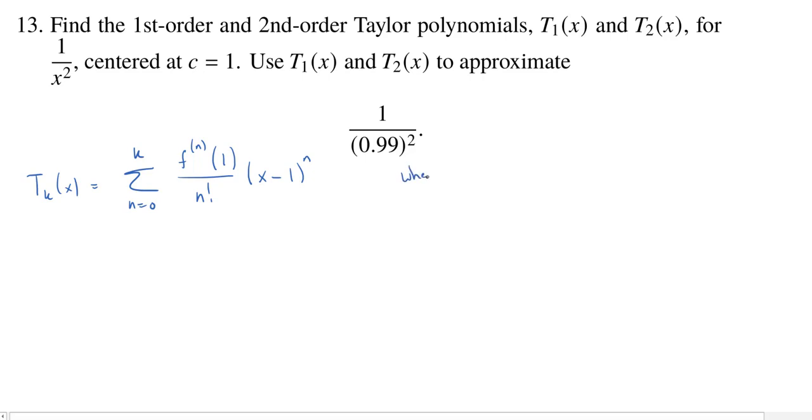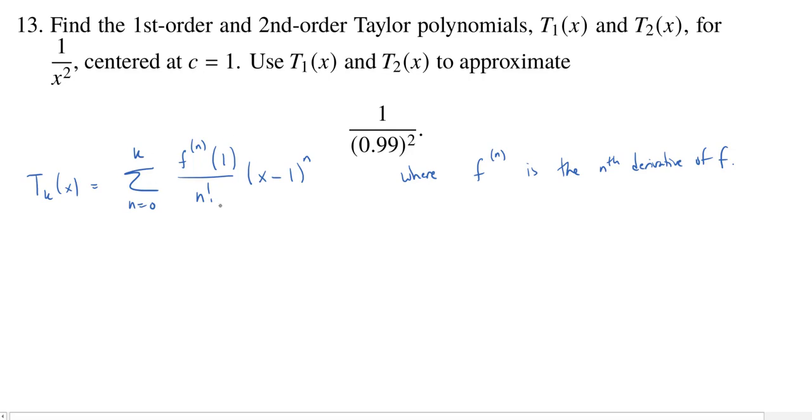Just in case you don't know the notation, when we write f^(n), this means the nth derivative of f. Note that this is a sum. It is not just the individual term. A very common mistake is that people want to compute T2 of x, and they just look at this term. They say, take the second derivative, evaluate it at 1, divide by 2 factorial, multiply by x minus 1 squared, and then you're just done.